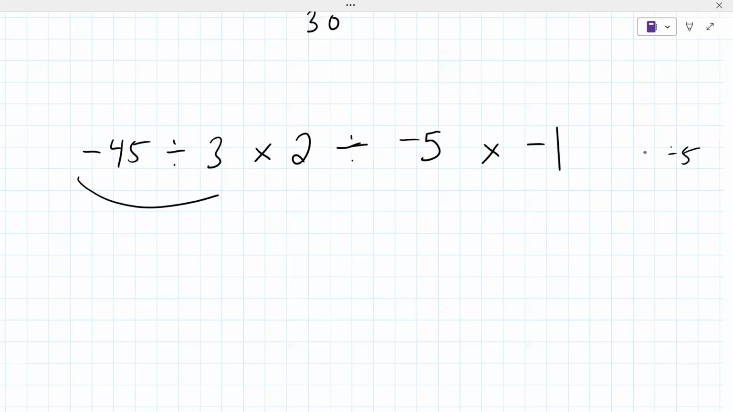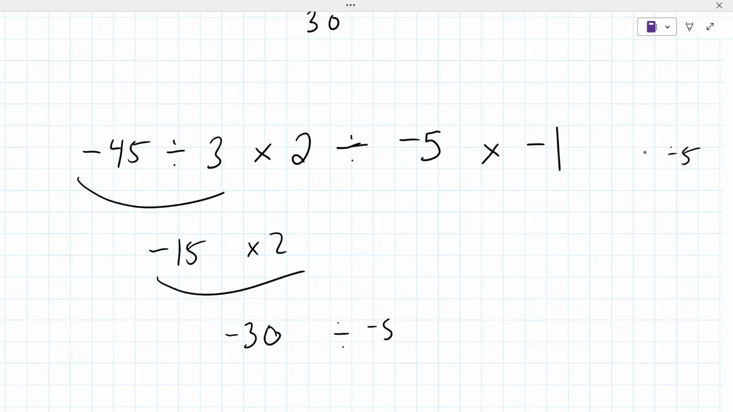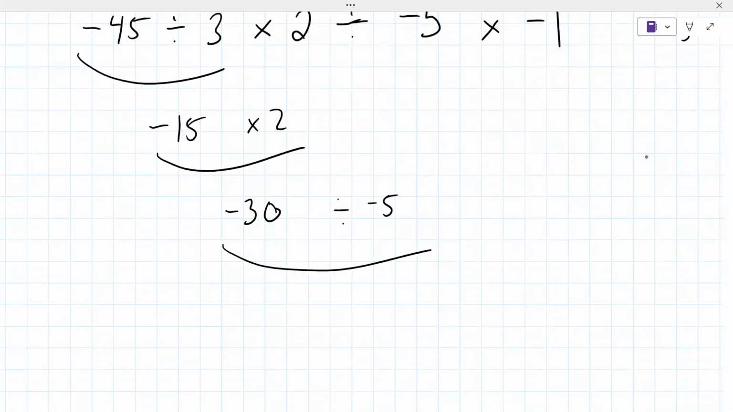Okay, let's try this. So this is -15 times 2, the -30 divided by -5. That's 6. Did you get 6 there? 6 times -1. Yeah, I got 6 times -1, but I put 5. I don't know why I did that. It's okay.